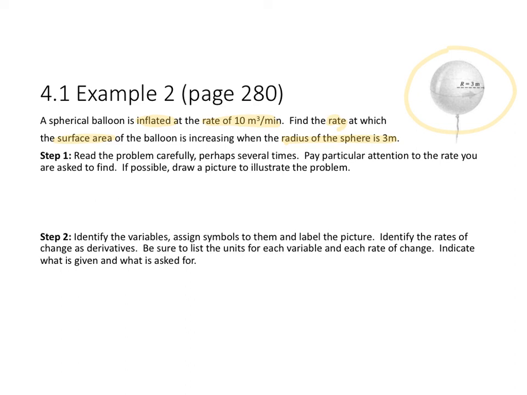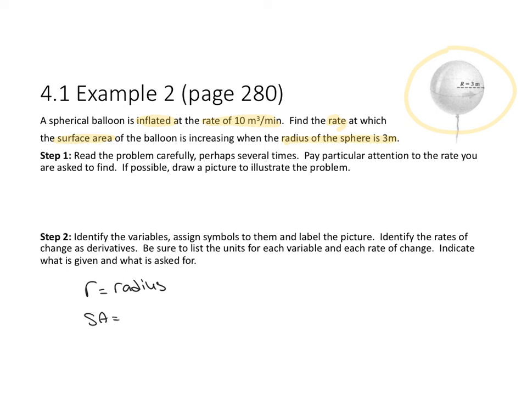So now that we've read the problem a couple times, it's time to move on to step 2. Identify the variables, assign symbols to them, and label the picture. So here we have our picture labeled as our radius is 3 meters, but we don't have our rates of change identified. So let's talk about what we have. We definitely have a radius. I'm good with that one, my radius. But we're being asked to find the surface area, so I need a surface area for a sphere.